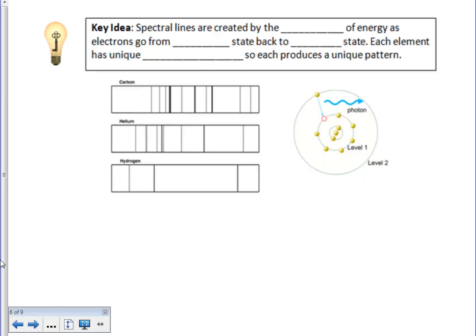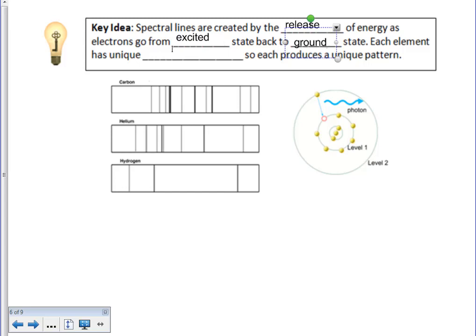As we move on, we're looking at some new key ideas here, and we're looking at the key idea of spectral lines. So going back to that excited to ground, we know that spectral lines are actually formed from the release of energy as an electron goes from the excited state back to that of the ground state.